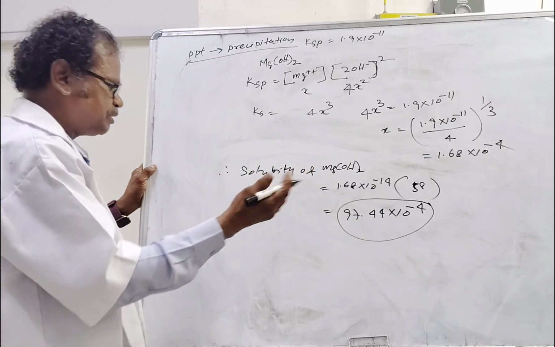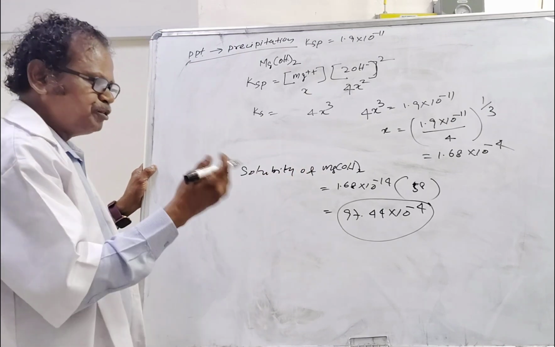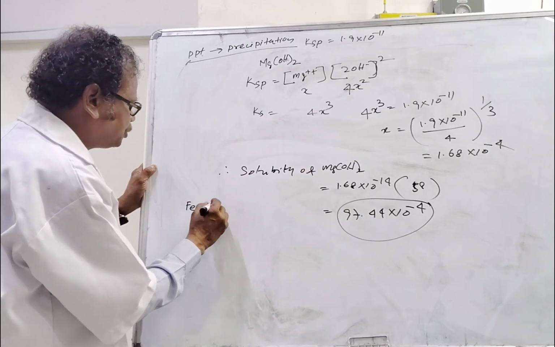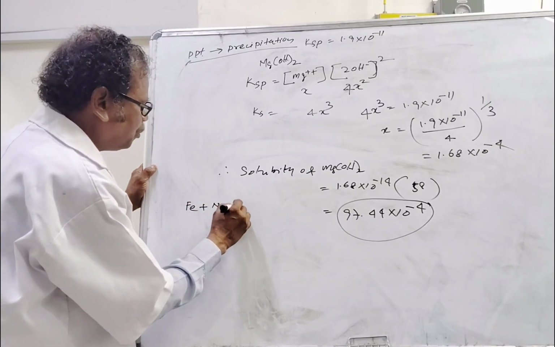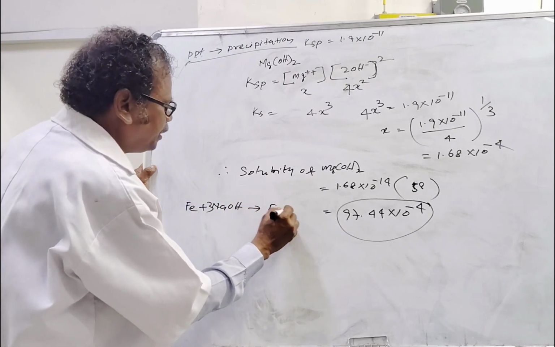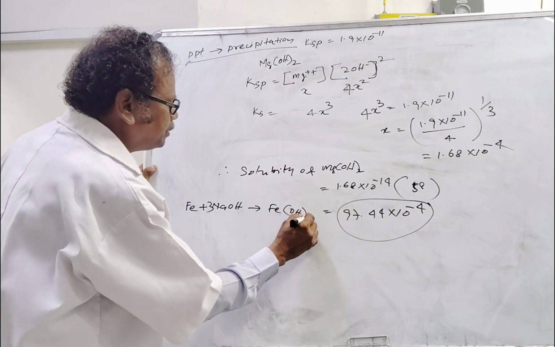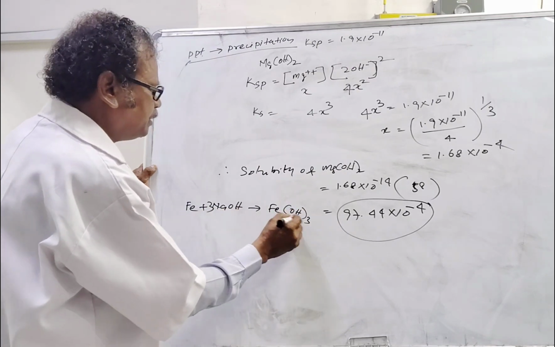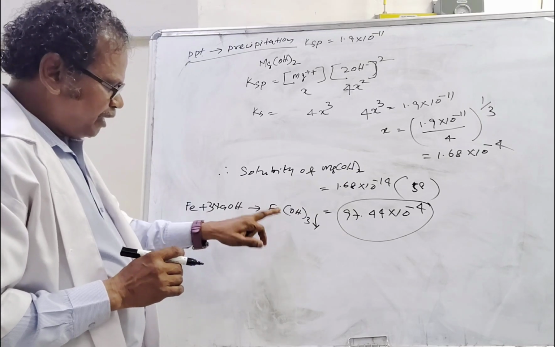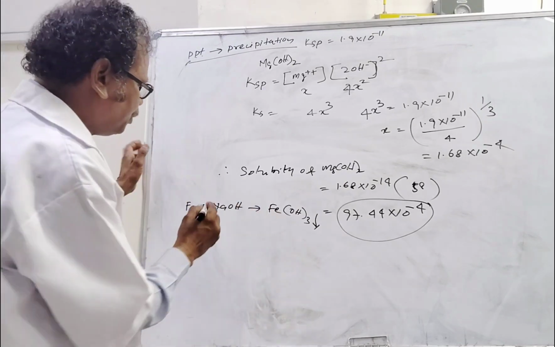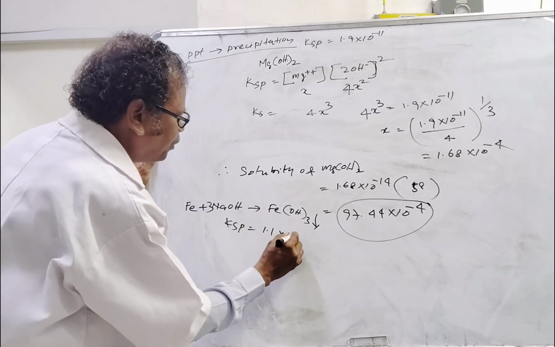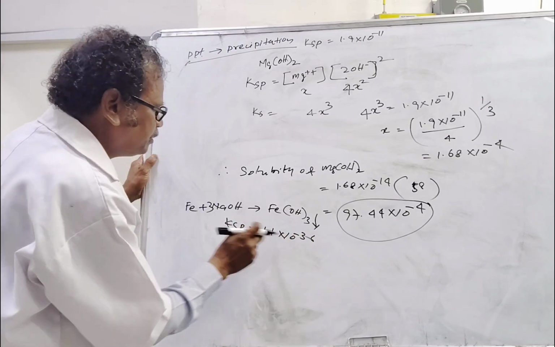Suppose iron is present in the salt, then it forms ferric hydroxide. Fe plus 3 NaOH gives Fe(OH)3. It is the precipitation of iron. What is the Ksp value? The Ksp value of iron hydroxide is equal to 1.1 into 10 to the power minus 36.